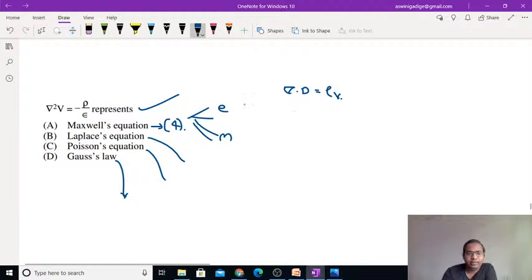Coming to the Laplace equation, we take del square V is equal to 0. That means in the charge-free region, rho becomes equal to 0. So Laplace is also a special case of Poisson's. If you take the charge-free region, then Poisson's equation converts into Laplace. Out of all these, the correct option is C, the Poisson's equation. By this Poisson's equation, we can find out the width of the depletion region of a p-n junction diode also. Okay, fine.